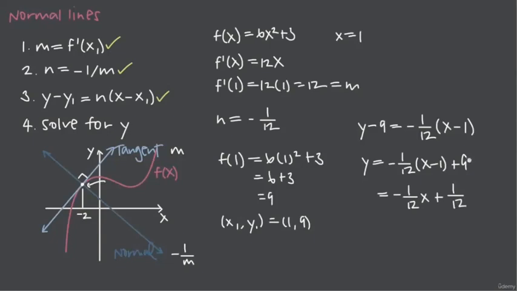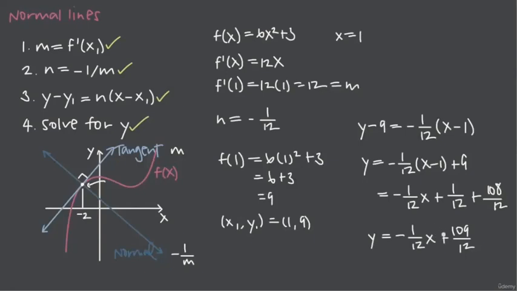Well, if we find a common denominator here with the 1/12, we'll multiply 9 by 12 over 12, and we'll get plus 108 over 12. And so our result then is y is equal to negative 1 over 12 x plus 109 over 12. So in this format, we've completed step 4. This is the equation of the normal line.